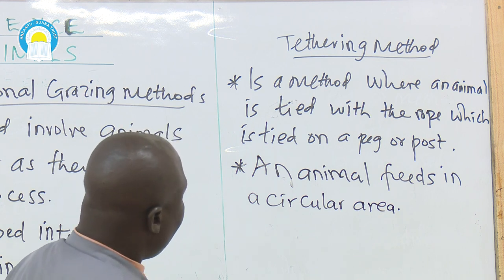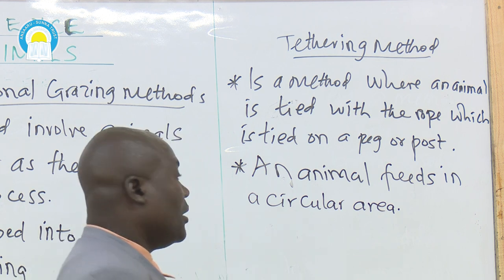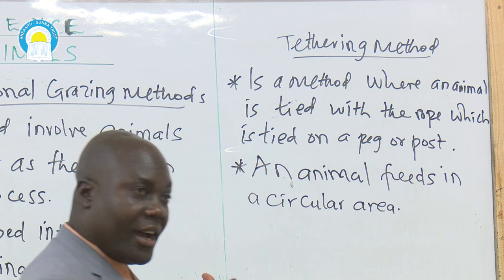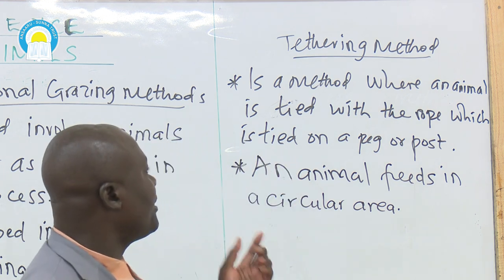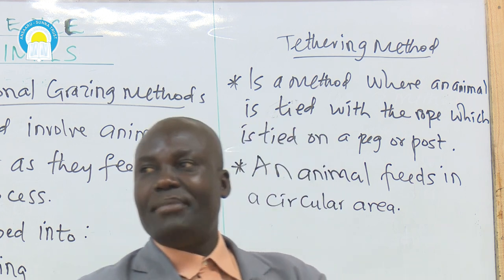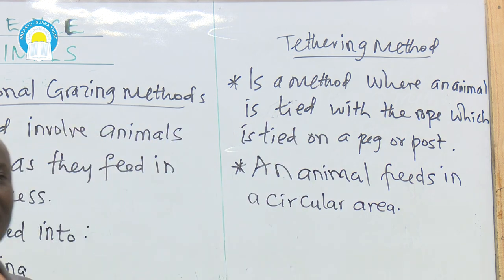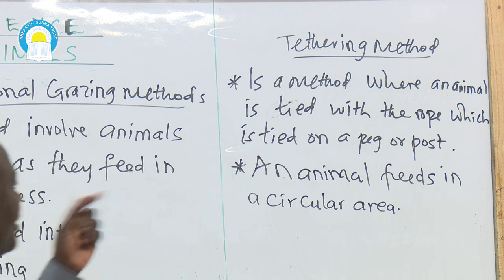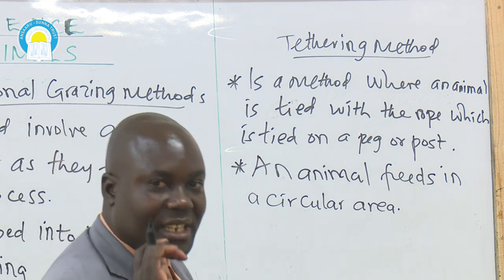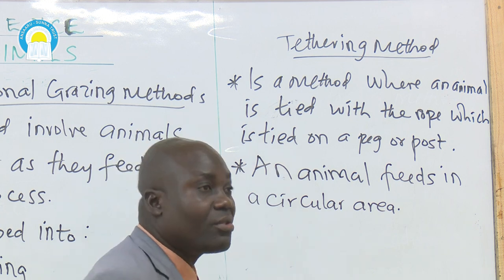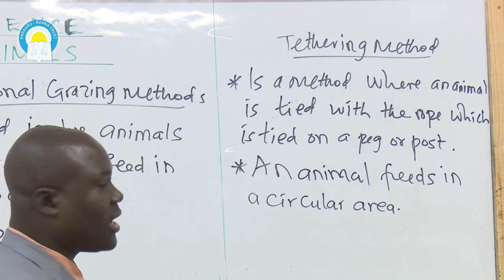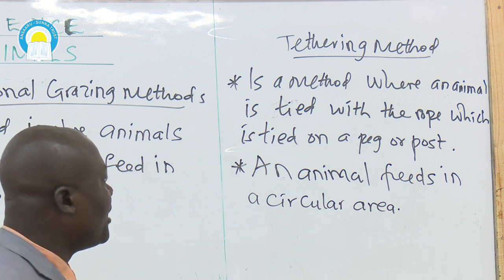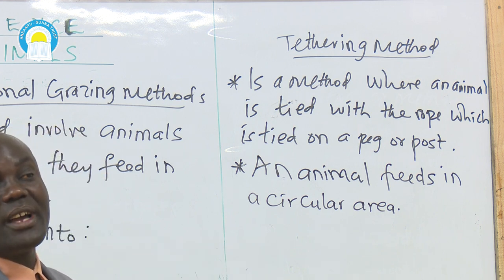Then you find that this method also has some advantages. The advantage of tethering is that it is best for a farm with few animals, maybe one or two animals. This method is the best. But the disadvantage is that this method can cause what you call entangling of animals, because sometimes the animal can be moving about, then the rope can tie the neck and the animal can die.